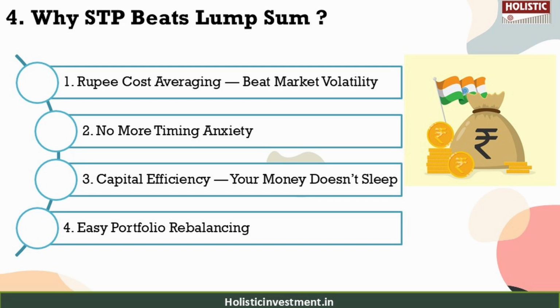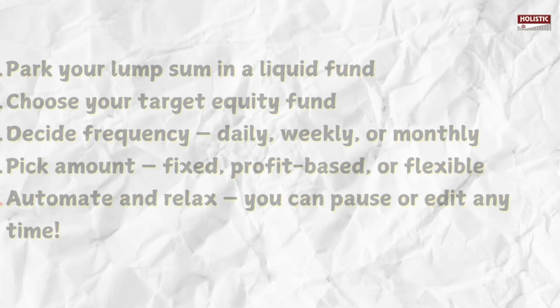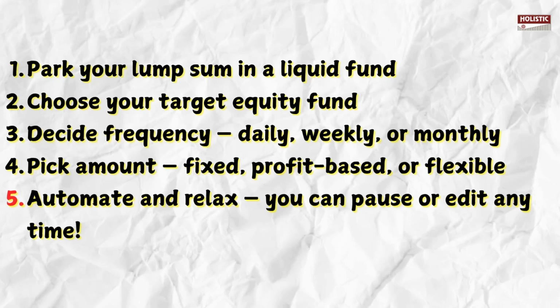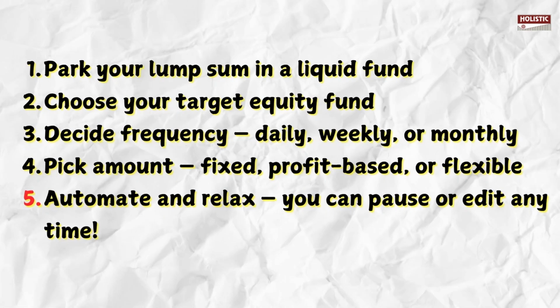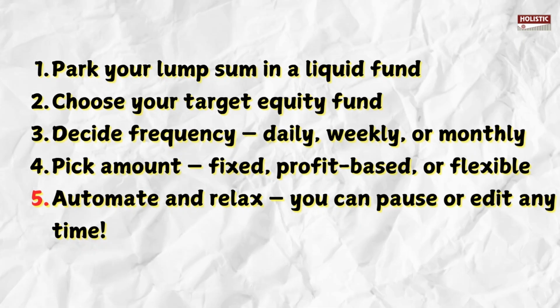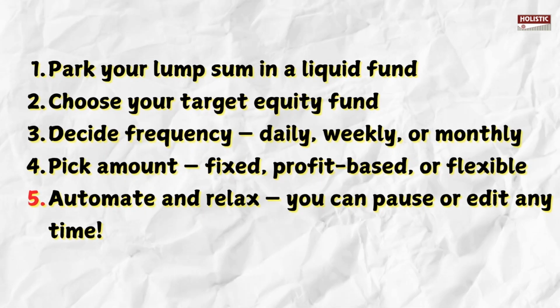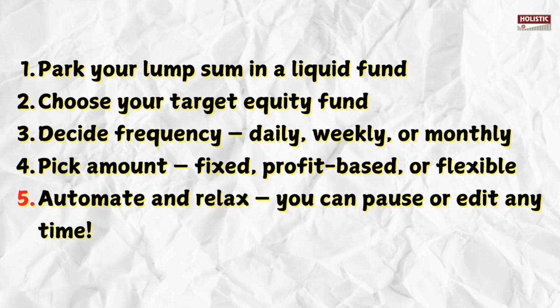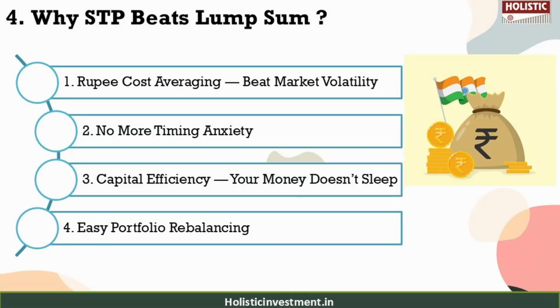So how to set up an STP? So if you're ready to set one up, it's very simple. First, park your lump sum in a liquid fund. Then 2, choose your target equity fund. And 3, decide frequency, daily, weekly or monthly. And 4, pick amount, fixed, profit based or flexible. And number 5, automate and relax. You can pause or edit anytime. So a pro tip, use an STP calculator or speak to a financial planner to decide the best frequency and amount.